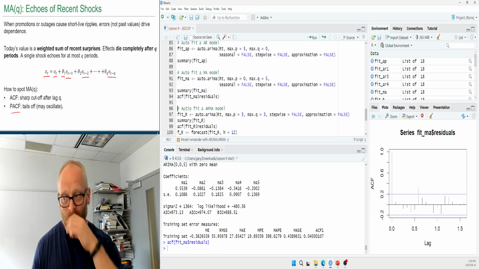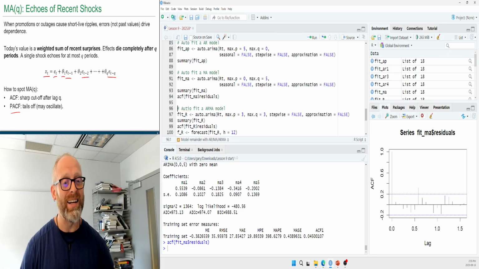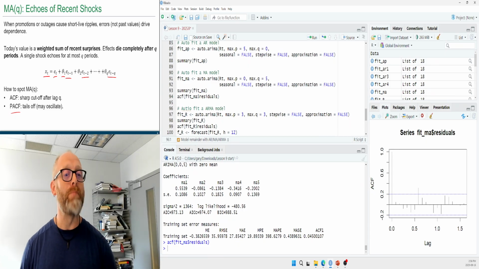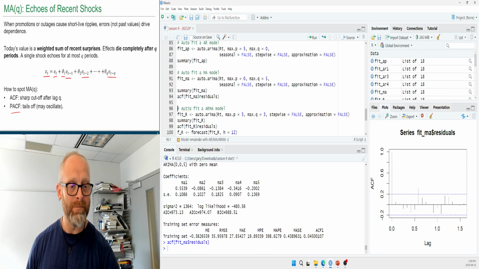But we do know, based upon the data that we created, because we simulated our time series data, that there's shocks in there because we added promos and supply chain issues, but we also had memory in there based upon an autoregressive and a moving average model. So what happens if we combine both of those together?